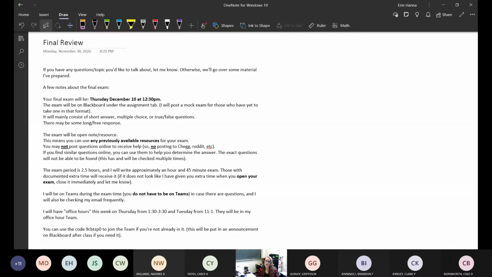I haven't written it yet, but it's most likely going to consist of mostly short answer, multiple choice, true false type questions, things that are quick to grade and hopefully Blackboard can grade correctly, because the turnaround for getting these grades out is quick. There probably will be some slightly longer free response questions, but the vast majority will be shorter answer type questions.